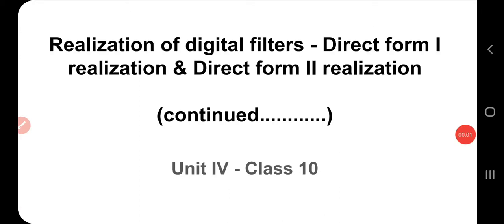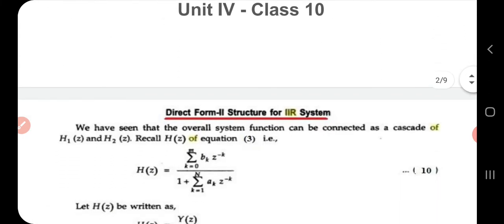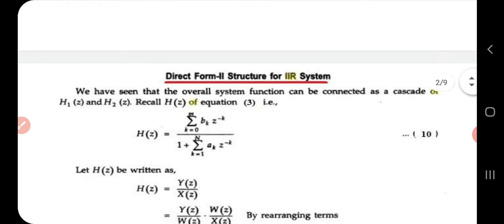Good morning. Now, this is a continuation of our class 9. That is, in class 9, we have discussed the realization of direct form 1 structures. Now, we are just continuing that class, and this is class 10, and here we will discuss direct form 2 realization. Okay.